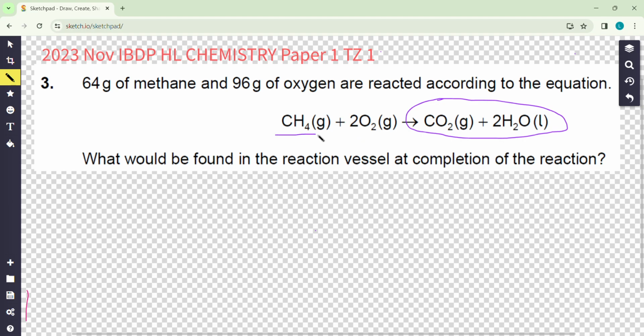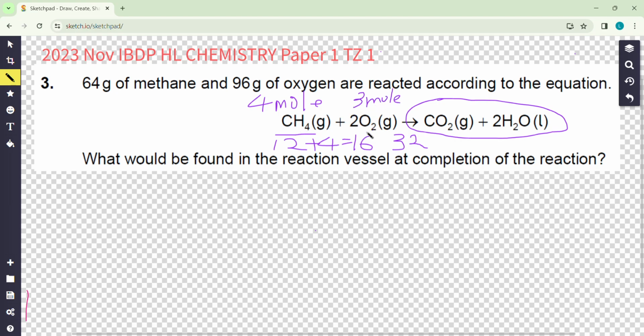Look at CH4. The relative atomic mass of this molecule is 12 plus 4, which is 16. So we have 64 grams of methane, so we have 4 moles of methane. For the oxygen molecules, the relative atomic mass is 32. So we have 96 grams of oxygen, so we have 3 moles of oxygen.